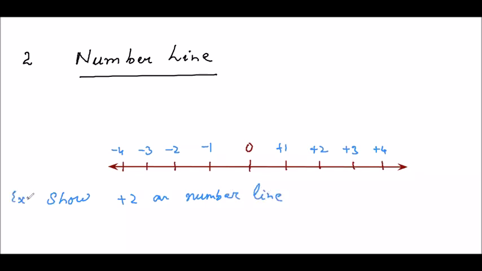Example 1. Now it is very simple: we start from 0 and calculate the points. Because it is +2, we will move towards the right side. +1, +2. This is the answer. So we will show or write it like this.